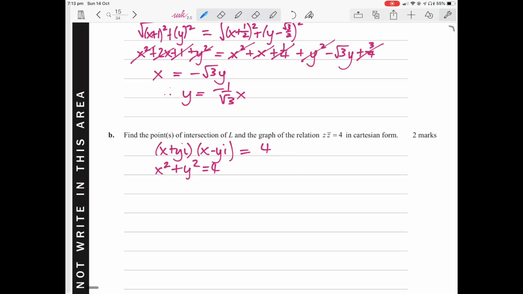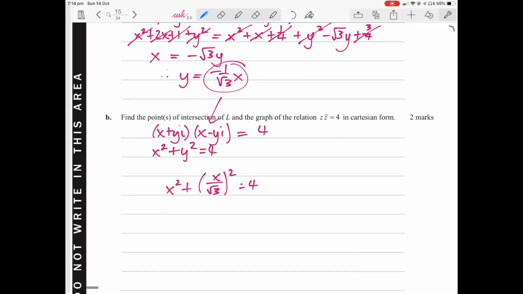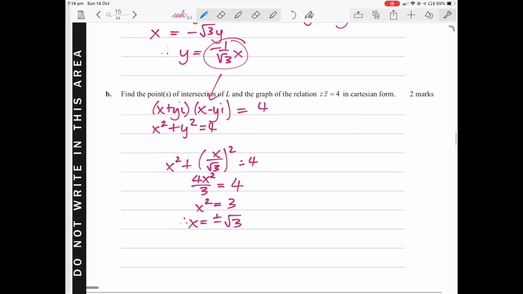Okay, if I sub y into here, I get x squared plus x on root 3 squared. I'm not going to worry about the negative because when I square it becomes positive. That equals 4. So I end up with x squared plus x squared on 3, which is 4x squared on 3 equals 4. So x squared is equal to 3. Therefore x equals plus or minus root 3. Find the points of intersection.